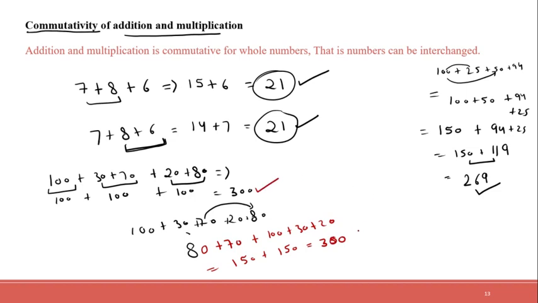So the outcome here and here is similar, but the calculation is different, right? Here I first added 80 and 70, I got 150. Here I had simply made 300, and it is easier to do. So no matter in which order the numbers are written, you can add according to your convenience, in which you find the calculation easy. So this commutativity of addition and multiplication says that you can add and multiply in any order you want, right?